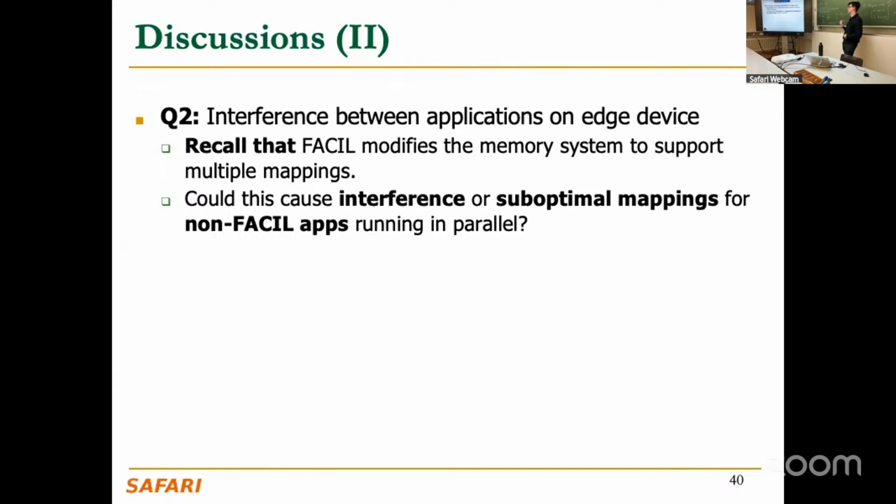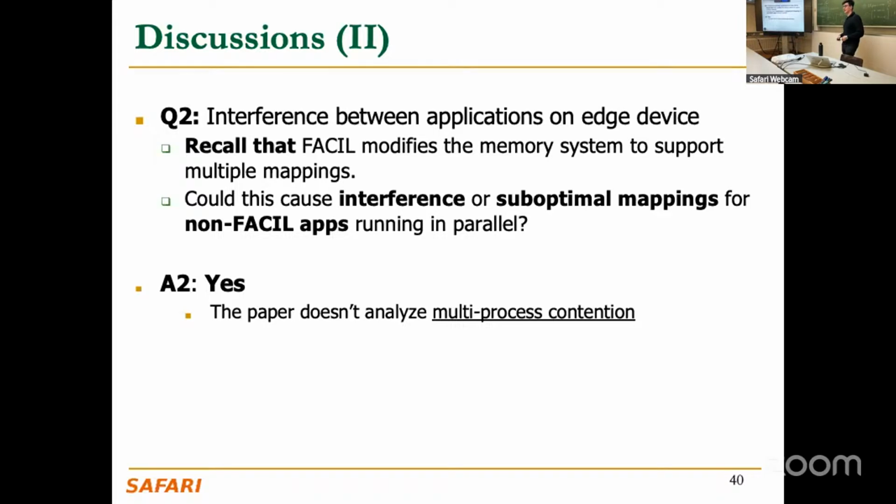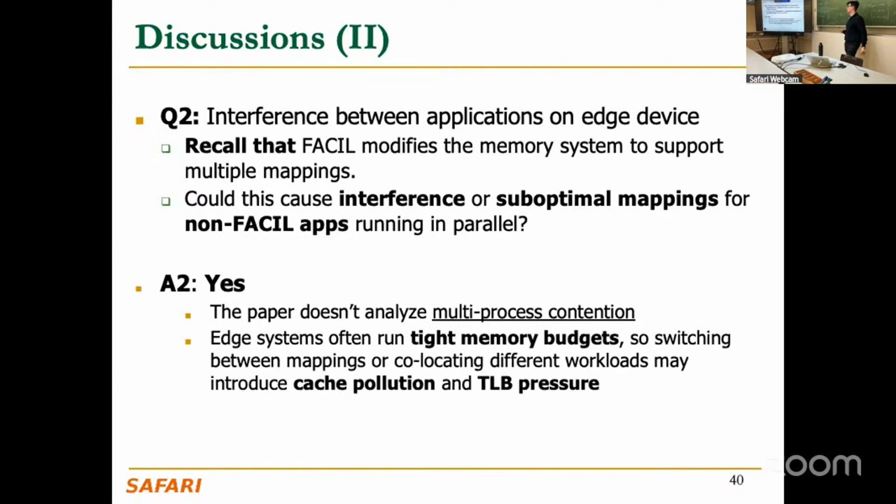Also, remember that we do not have a separate accelerator, so we kind of share the DIMMs. Any thoughts? Okay, if not, I'll continue. I said yes, because, as I told you, the paper doesn't analyze multi-process contention, but my take is that we are running on edge systems which have tight memory budgets. So switching between these mappings or collocating different workloads may introduce cache pollution or put more pressure on the TLBs.